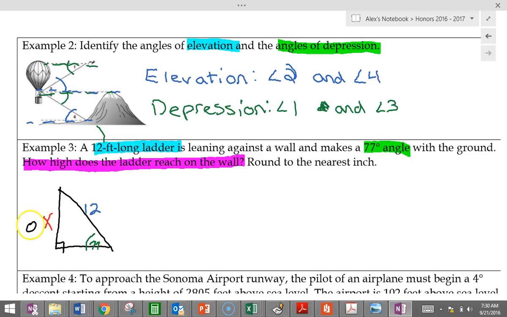So here I have my opposite side and my hypotenuse, and then my adjacent side. If you also can't tell me which side is opposite of the angle, that's a large problem too, right? Opposite means it's across, it doesn't touch it, right? So I have an O and an H, so I'm going to use sine. So sine of 77 degrees equals x over 12. Okay? In order to solve for x, right, I just have to multiply by 12.